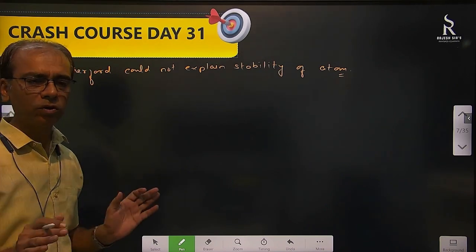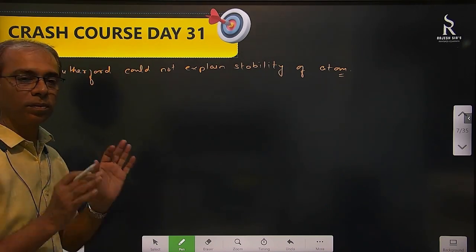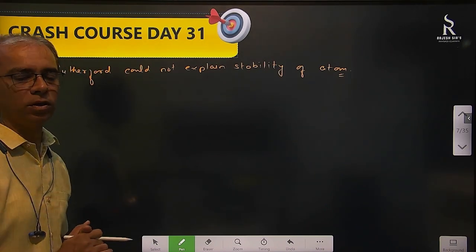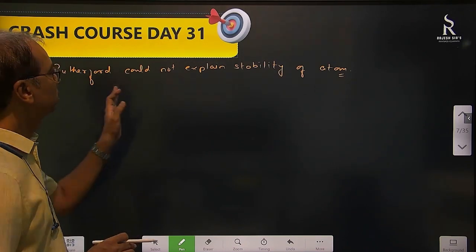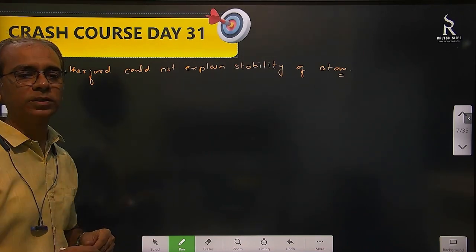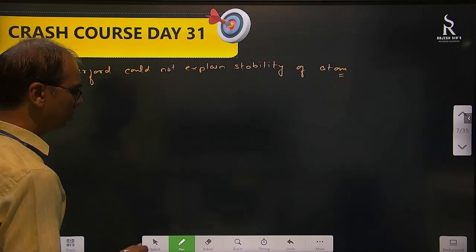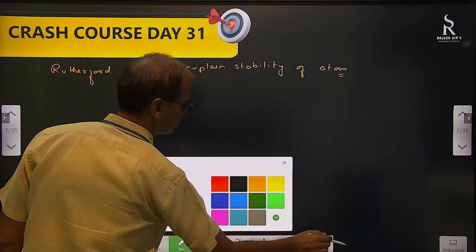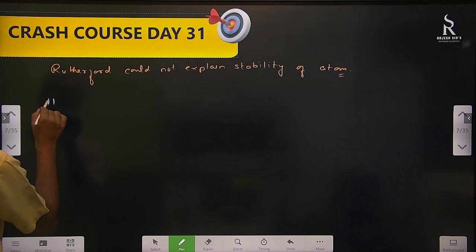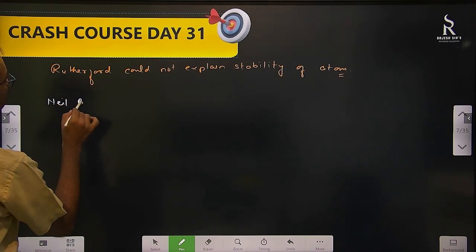But did it fail totally? No. Many things we took from Rutherford's theory only. But this particular thing was then explained by Niels Bohr. So what is Niels Bohr's theory then?